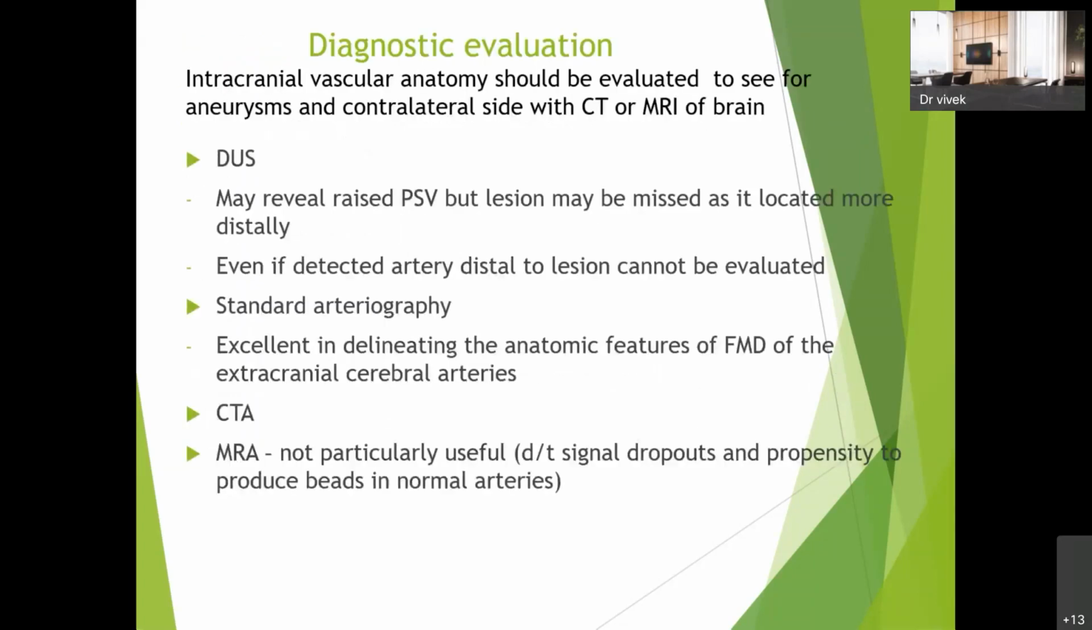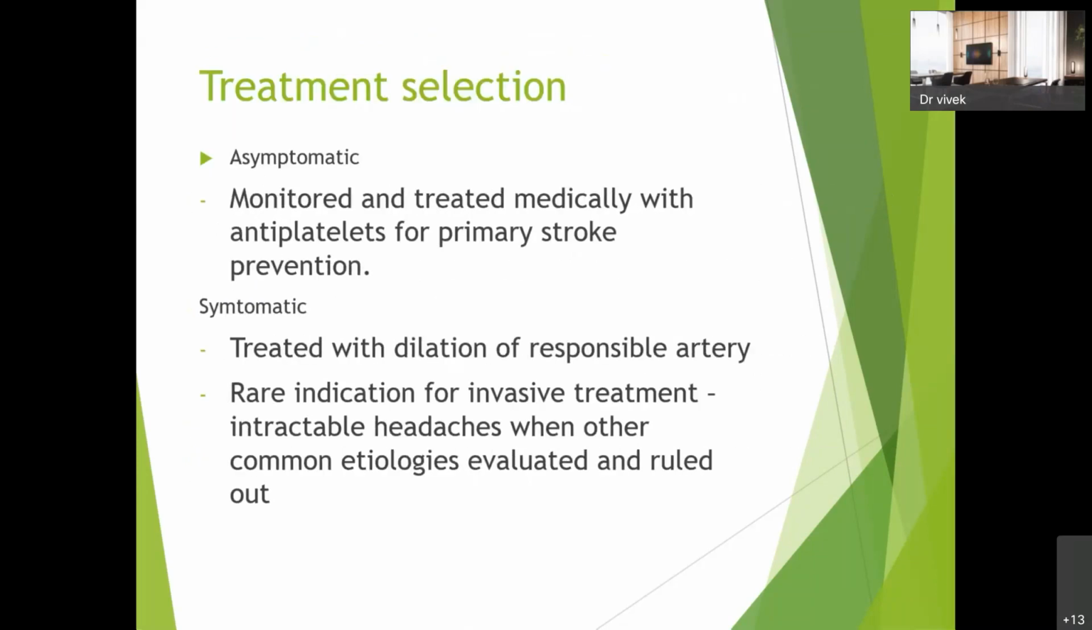Diagnostic evaluation is done by Doppler duplex ultrasound, which may reveal raised PSV, but these lesions are more commonly seen in the middle and distal part. The distal artery cannot be visualized. Standard arteriography is excellent in delineating the anatomical features of the extracranial cerebral artery. CT angiography and MRI angiography can also be done.